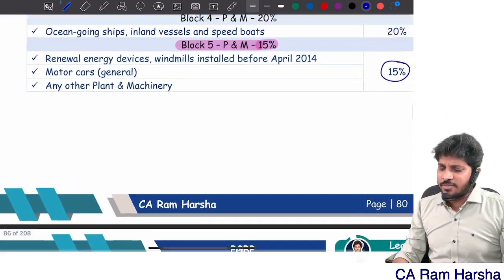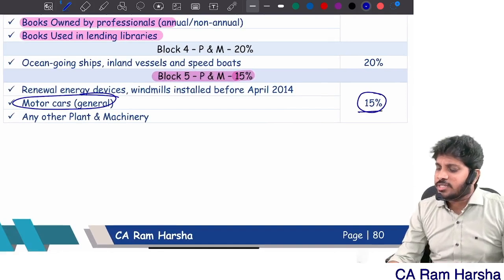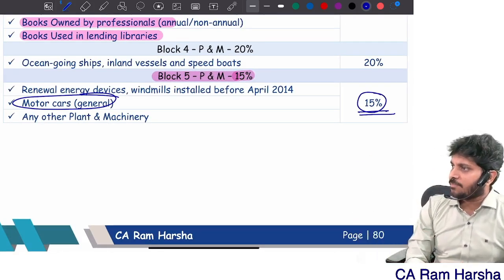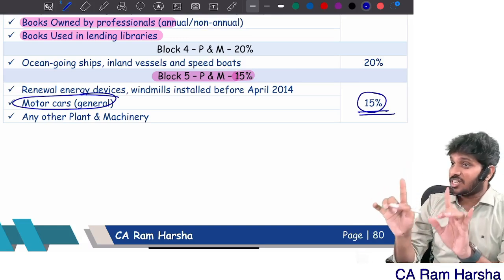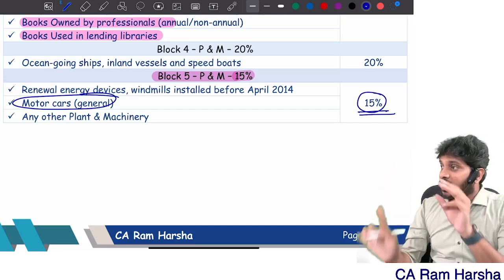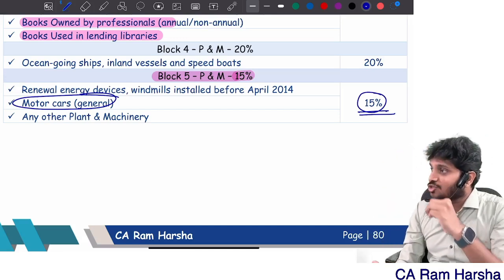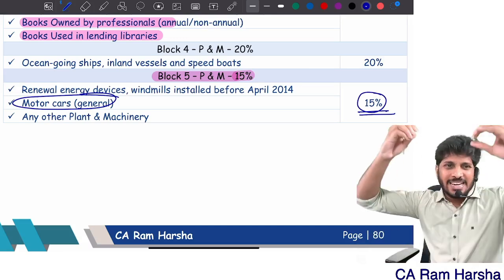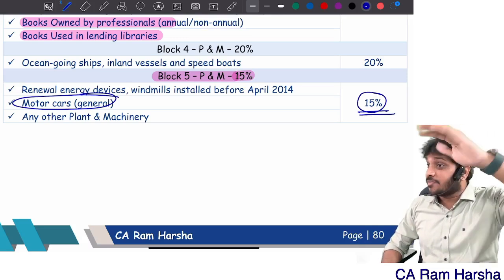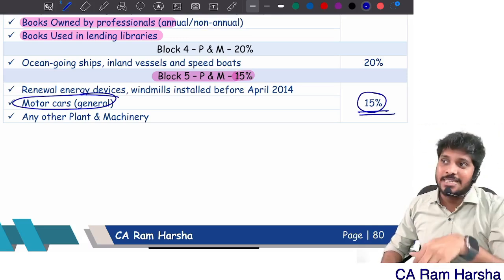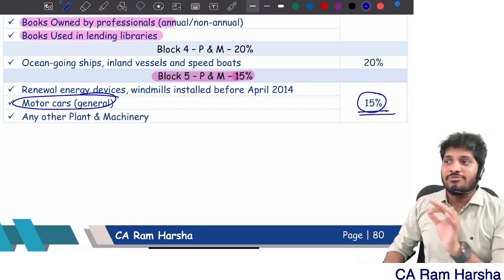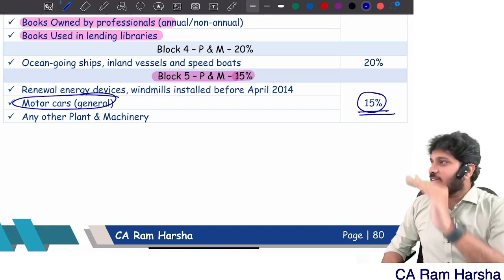Sir, for normal cars, general cars for my business purpose, what is the rate of depreciation? The rate of depreciation is 15% for a general car. But if the car is purchased for general purpose during August 2019 to March 2020, then depreciation is 30%. Are you getting it? That date is not so relevant. Those questions were asked in 2020, 2021 because that was the latest amendment. Now it is not relevant, because your questions are going to be based on 24, 25. So generally they won't ask.